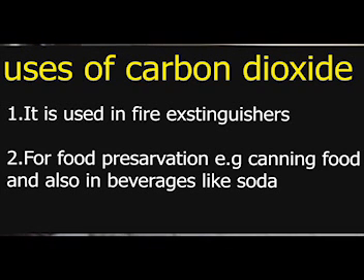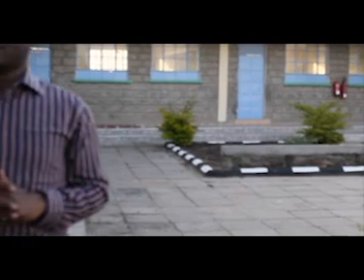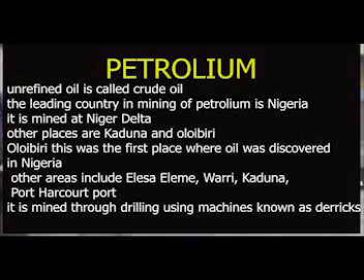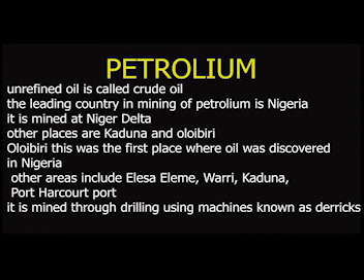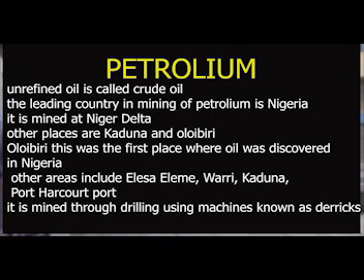Now, my dear pupils, allow me now to talk about another very valuable mineral, and that is petroleum. Petroleum, the one that has not been refined, that is crude, is known as crude oil. So this crude oil, after mining, is taken in an oil refinery for purification. Now, the leading country in mining of petroleum is Nigeria. And in Nigeria, petroleum is mined at places at Niger Delta. In fact, in the Niger Delta there is a lot of mining of petroleum, and that's why the Niger Delta is densely populated. Other places include Kaduna, Oluibiri. In fact, Oluibiri was the first place where petroleum was discovered in Nigeria.